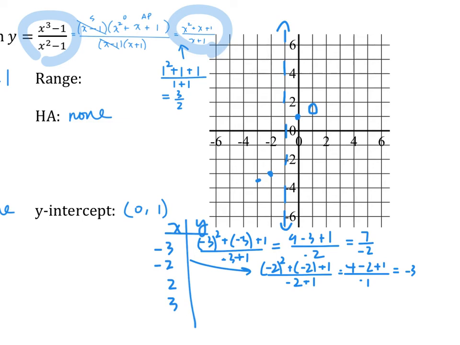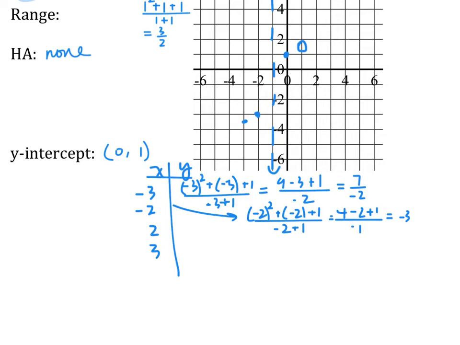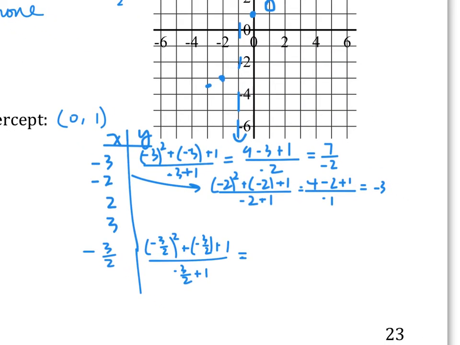Okay, I'm not quite sure how this graph is going to look. I think I'm going to plug in one more number: -1.5. Let's do -3/2. Okay, (-3/2) squared plus (-3/2) plus 1, over -3/2 plus 1. Don't be too scared by the fractions, just do it.